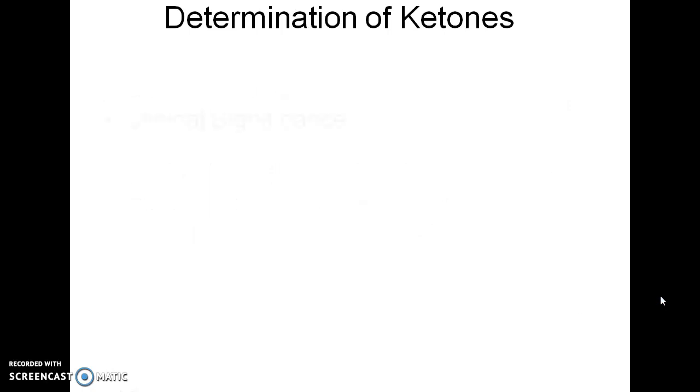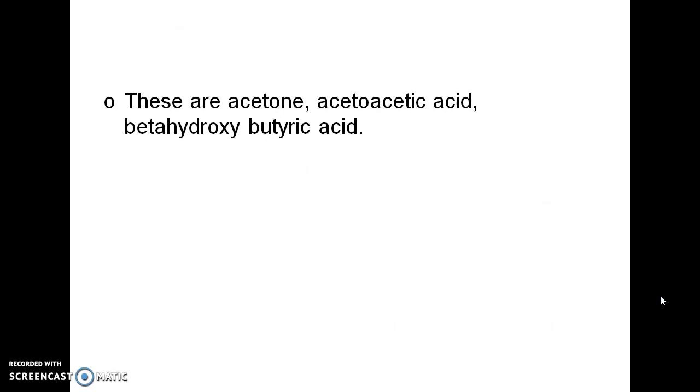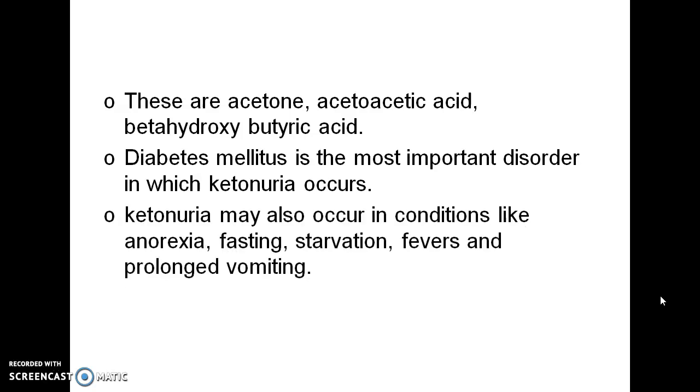Then comes the determination of ketones. Whenever there is inadequate carbohydrate in the diet or a defect in carbohydrate metabolism, the body tends to metabolize increasing amounts of fatty acids. Due to this, other intermediary products such as ketone bodies also increase in blood. These are acetone, acetoacetic acid, and beta-hydroxybutyric acid. Diabetes mellitus is the most important disorder in which ketonuria occurs. Ketonuria may also occur in conditions like anorexia, fasting, starvation, fevers, and prolonged vomiting.